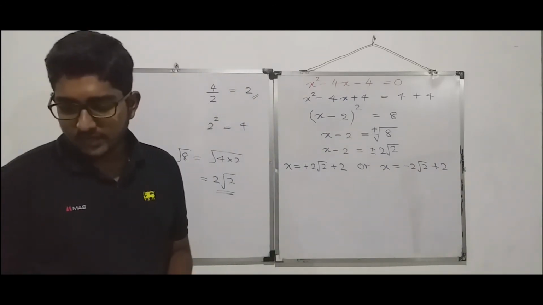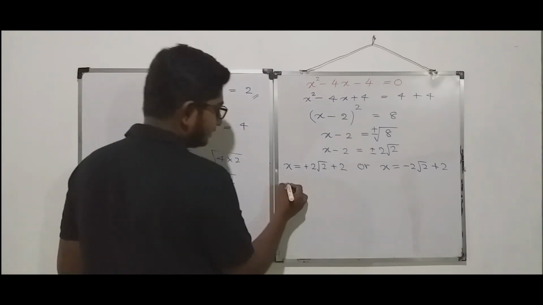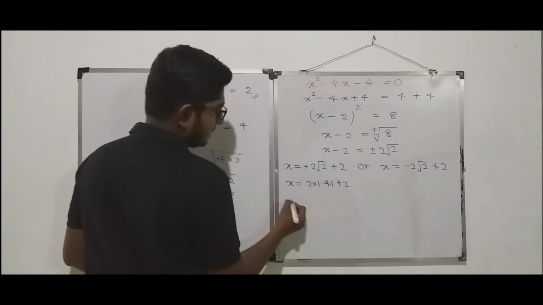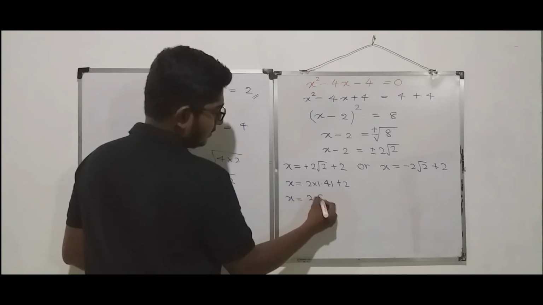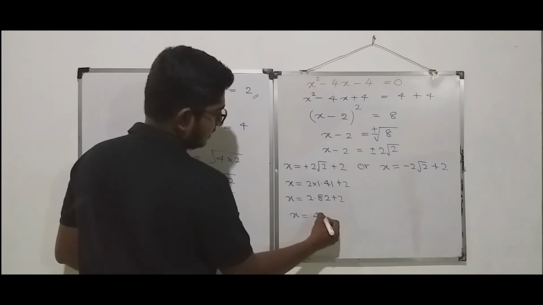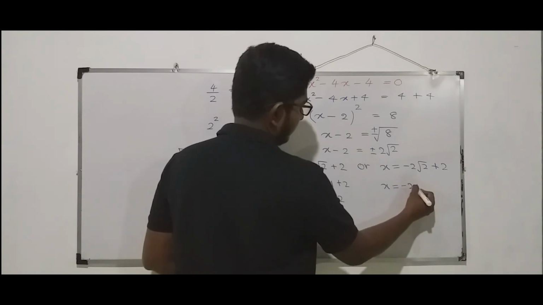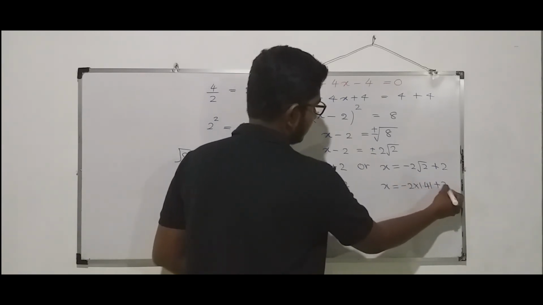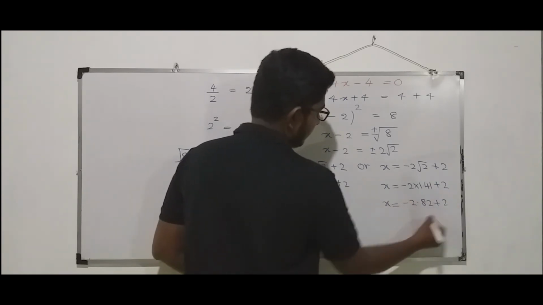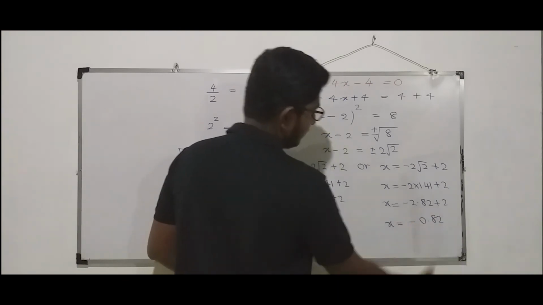In the paper they have given, take square root 2 as 1.41. So we will substitute 1.41 here. We get 2.82 plus 2, and the answer is 4.82. On this side, when I do the same substitution but for the negative value, I get the answer as minus 0.82.